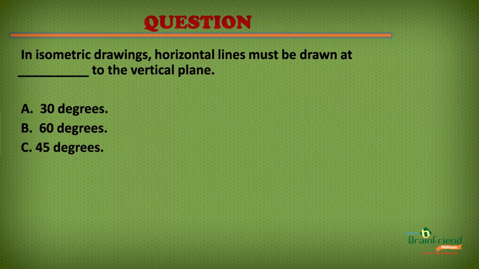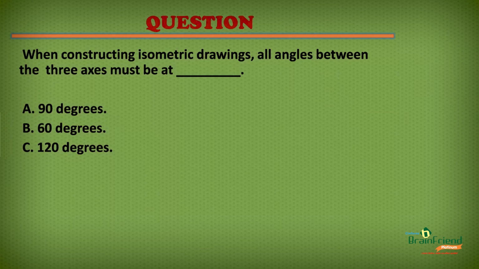Question 1. In isometric drawings, horizontal lines must be drawn at dash to the vertical plane. A. 30 degrees, B. 60 degrees, or C. 45 degrees. The correct answer is A. 30 degrees.